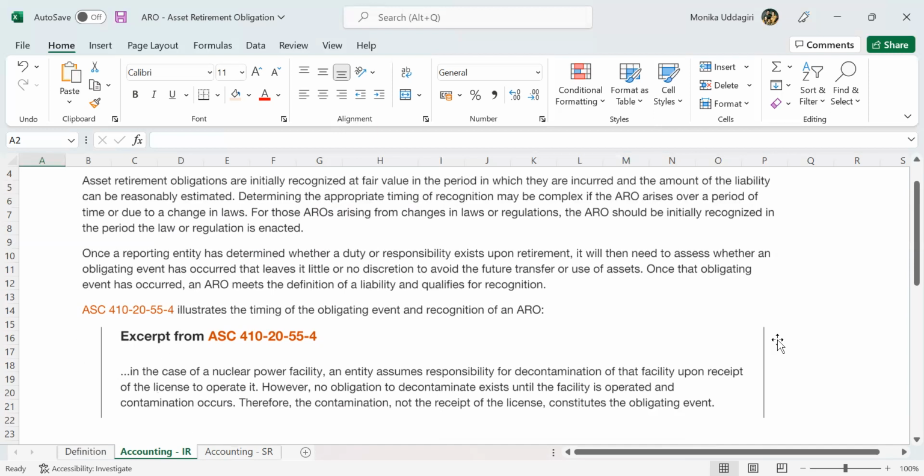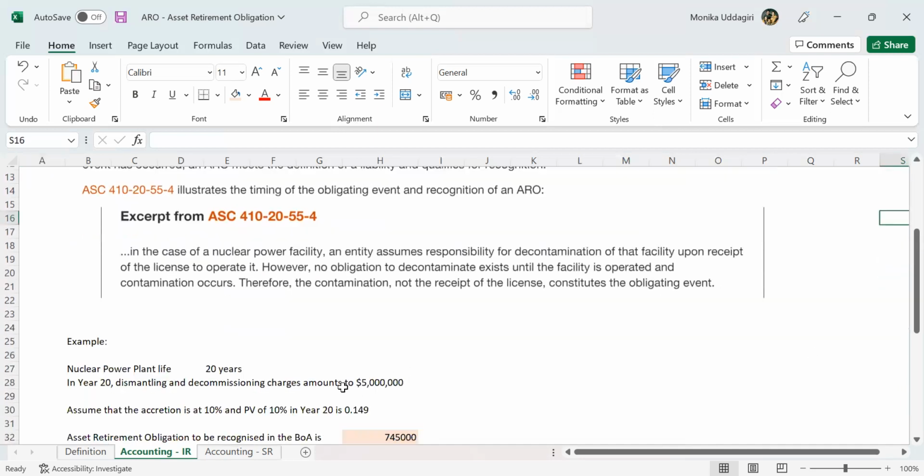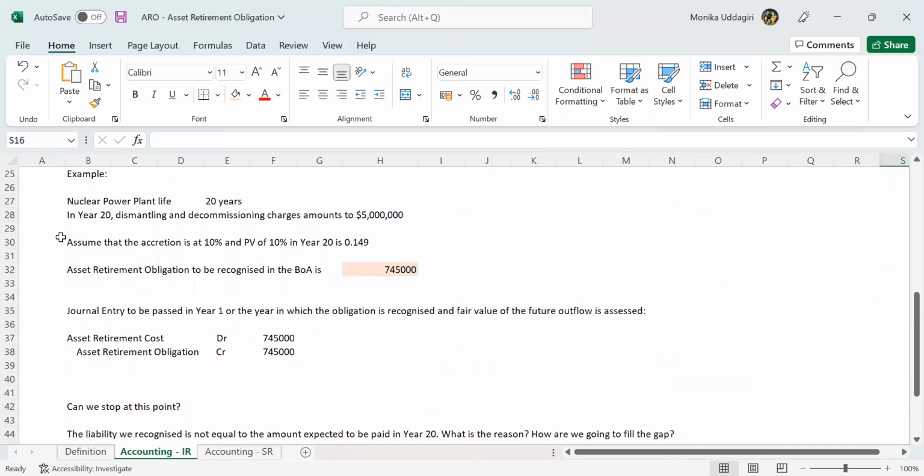Okay. Now, let's see an example here. Let's assume that the nuclear power plant life is 20 years. In year 20, the dismantling or decommissioning charges amount to $5 million. And I am assuming the accretion percentage as 10%. So, coming to this concept, accretion percentage.